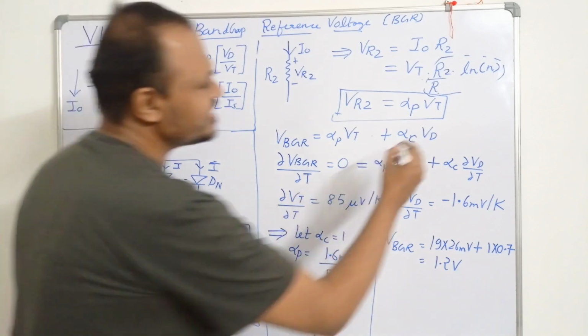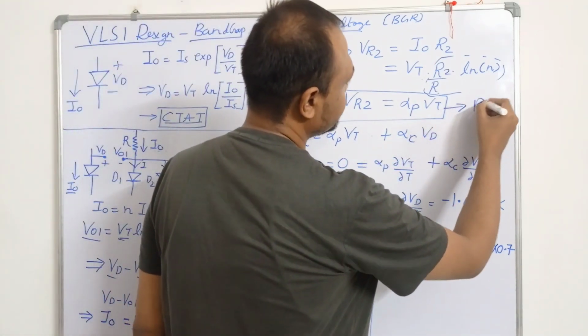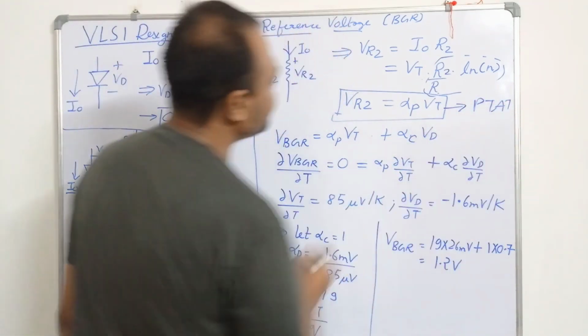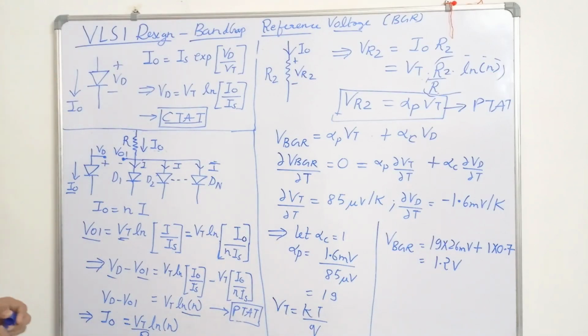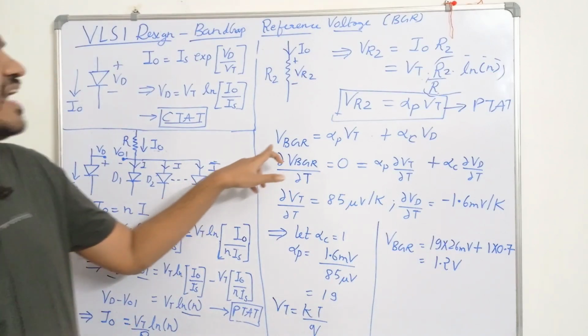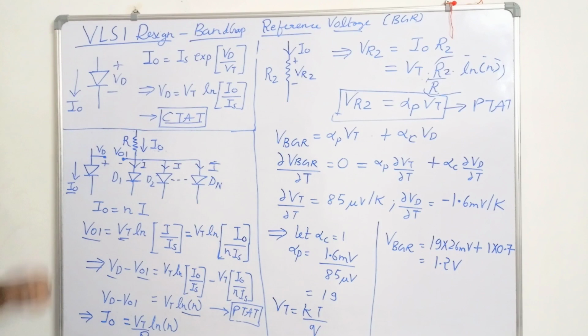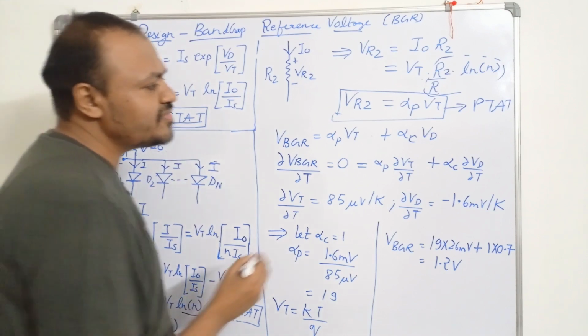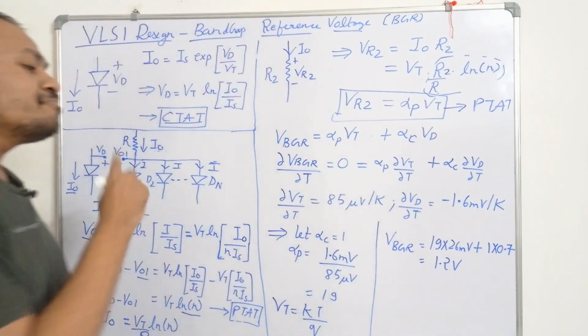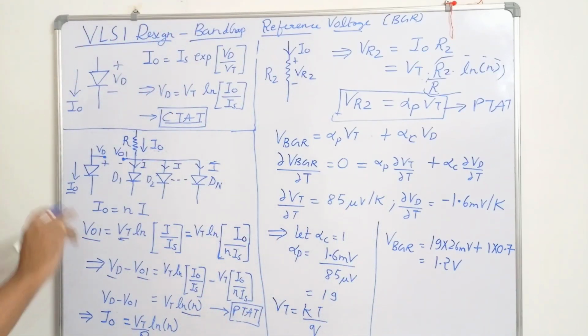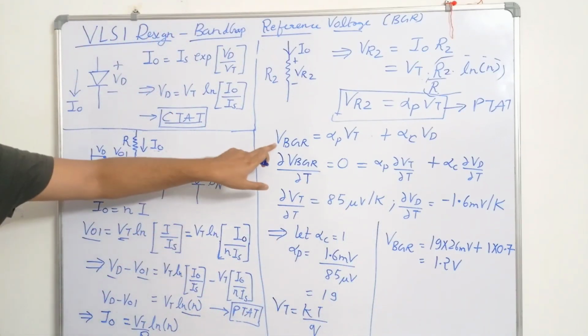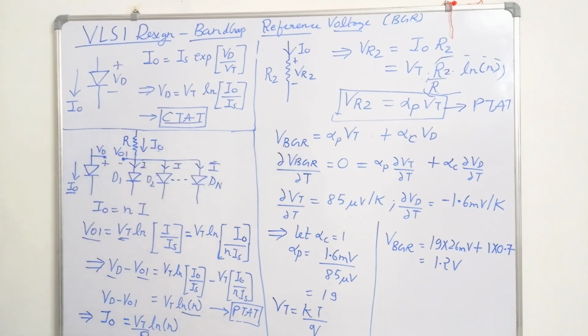So this is the equation for p-TET, that Vr2 equal to alpha p Vt. Now in a band gap reference device, what it does, it maintains a constant voltage. So whatever be the temperature range, approximately from minus 50 degrees Celsius to plus 125 degrees Celsius, the voltage remains constant. That is called a band gap reference device.